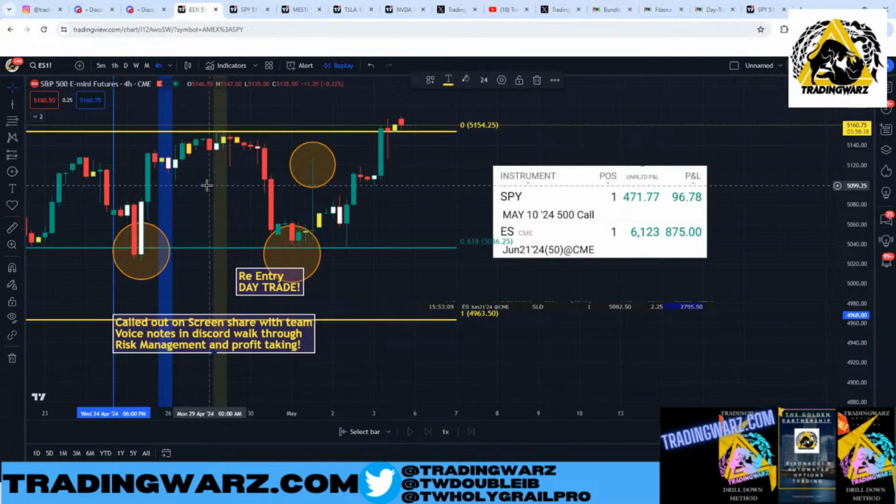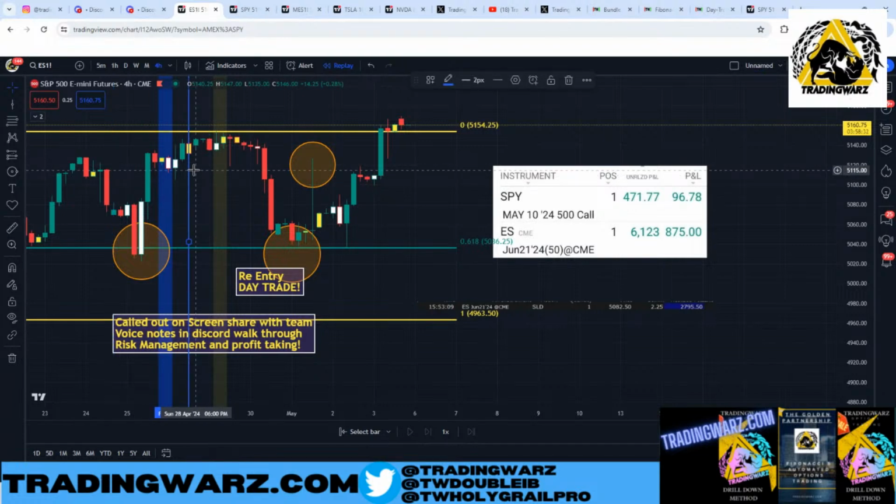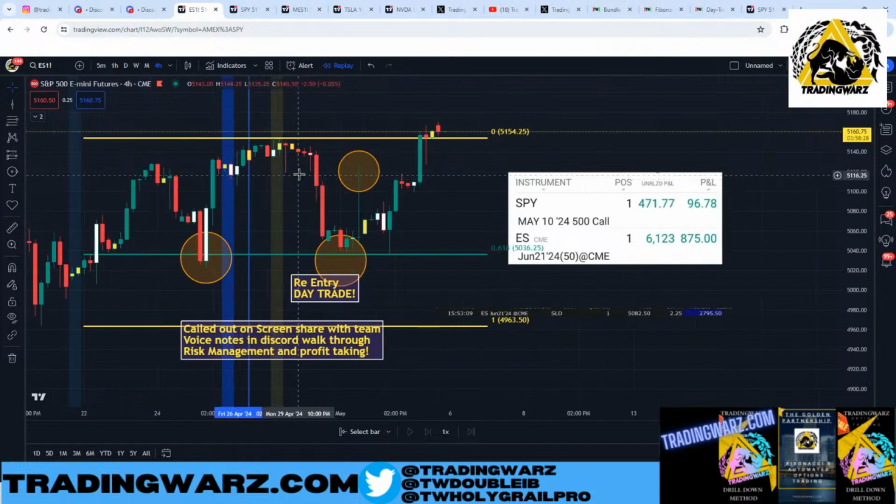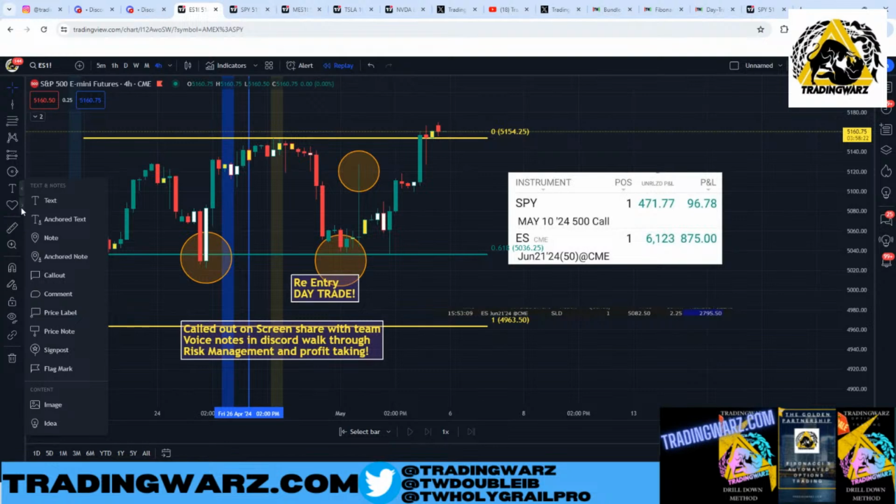Let's look at the 4-hour chart right here, my friends. This right here was Sunday of last week. I'm going to take this arrow right here. This is Sunday of last week, opening right here at 6 p.m. And these are all the candles right here: 1, 2, 3, 4, 5, and so on. These are the 32 candles that make up that range.